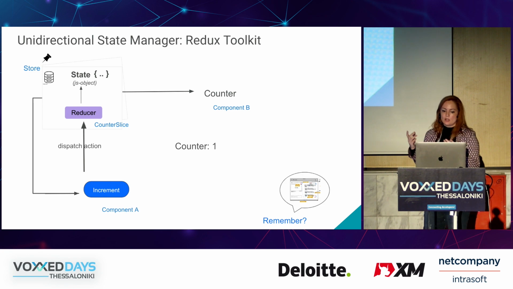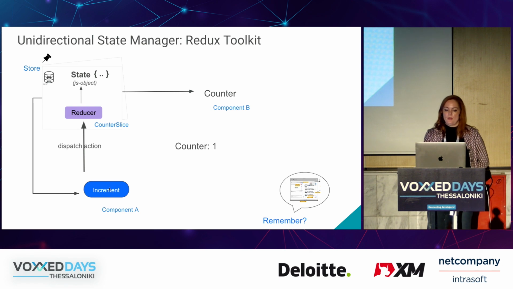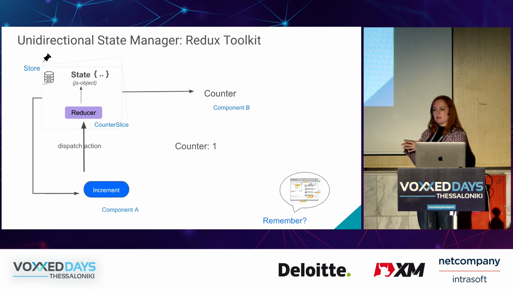So this is the action, like I want to increment, or sometimes we need to pass payloads, like I want to increment by X points, whatever. So it's like what I'm going to do. And the reducer is the one that is actually doing what we're supposed to do. What do we want to do? To mutate, to update the state.